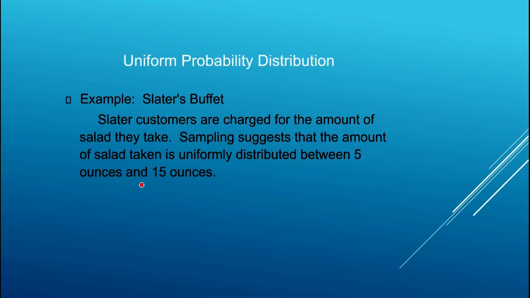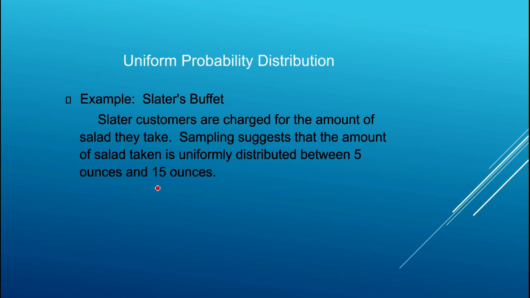So for the uniform probability distribution, I'm going to give you an example that will make all of that much clearer. Let's say we're looking at Slater's buffet. Slater customers are charged for the amount of salad that they take at the buffet. We sample, and it suggests that the amount of salad taken is uniformly distributed, and salad weights tend to be between 5 ounces and 15 ounces. So we don't observe any salads with a weight less than 5 ounces, and likewise we don't ever observe a salad that is over 15 ounces.